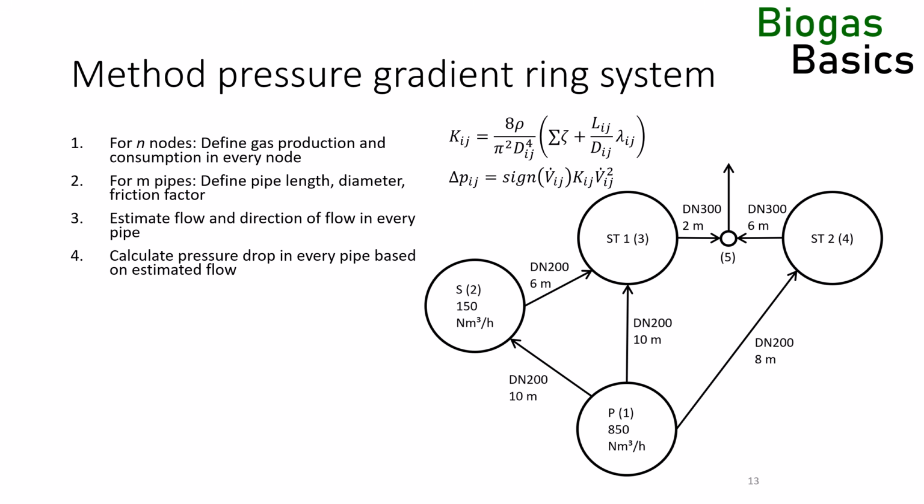We can simplify the pressure drop calculation by pulling all constant parameters into a constant K, which is multiplied with the square of the flow in the pipe to get the pressure drop. The formula for the pressure drop is the constant K times the square of the volume flow times the sine function of the volume flow.